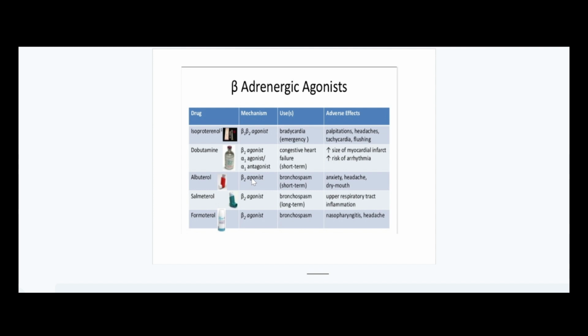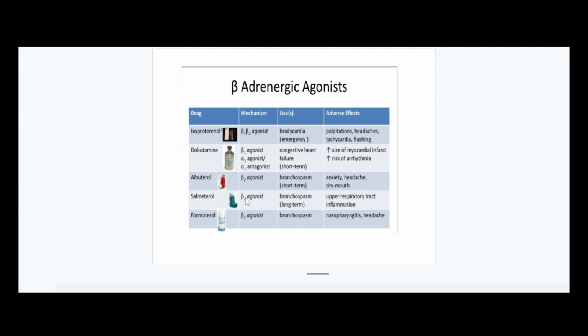For patients with asthma or bronchospasm, meaning their bronchial walls are closing in, tightening, we can use an albuterol inhaler to relieve the bronchial walls. Like if you want to relax the bronchial wall, to cause bronchodilation. So it is used for bronchospasm. Some of the side effects include anxiety, headache, and dry mouth.